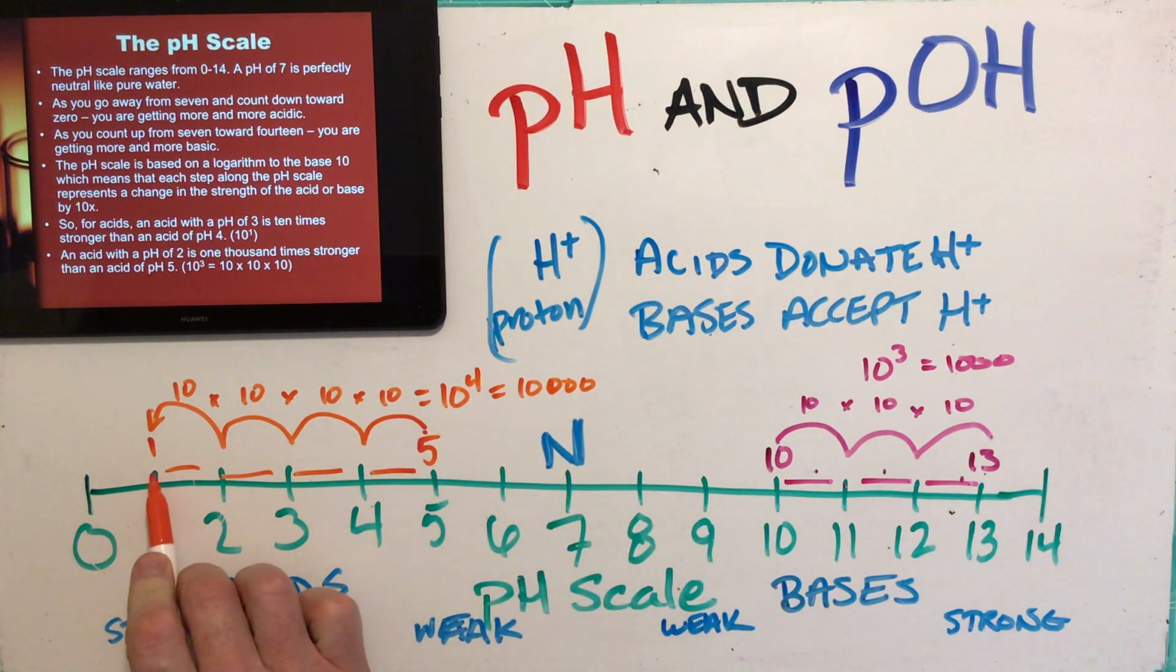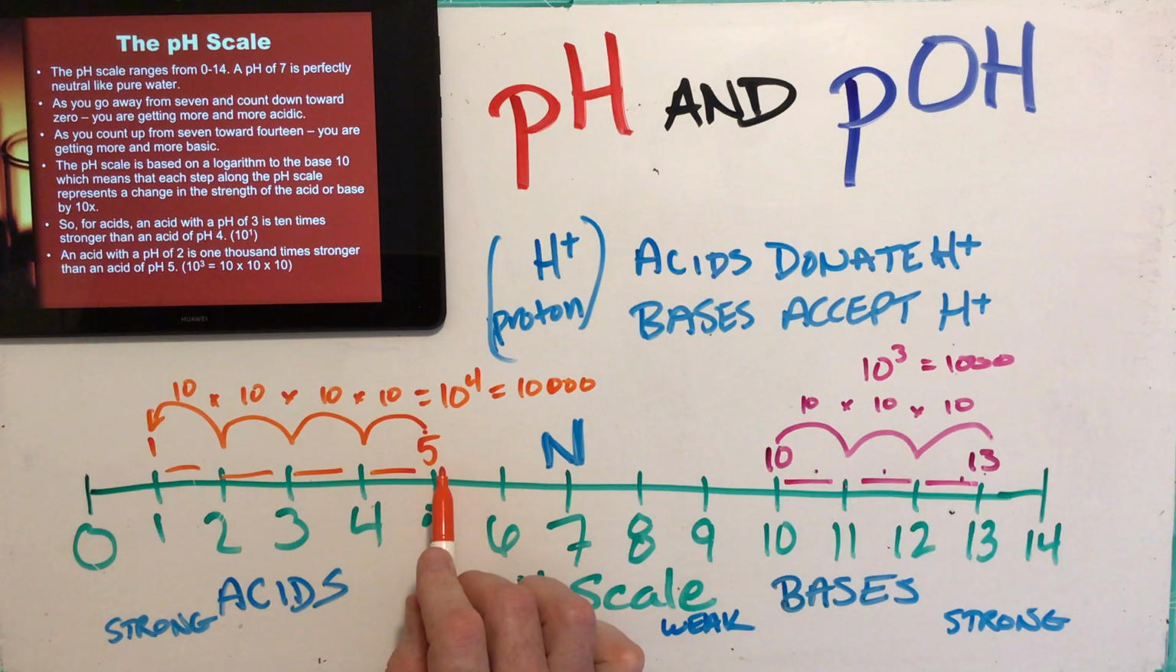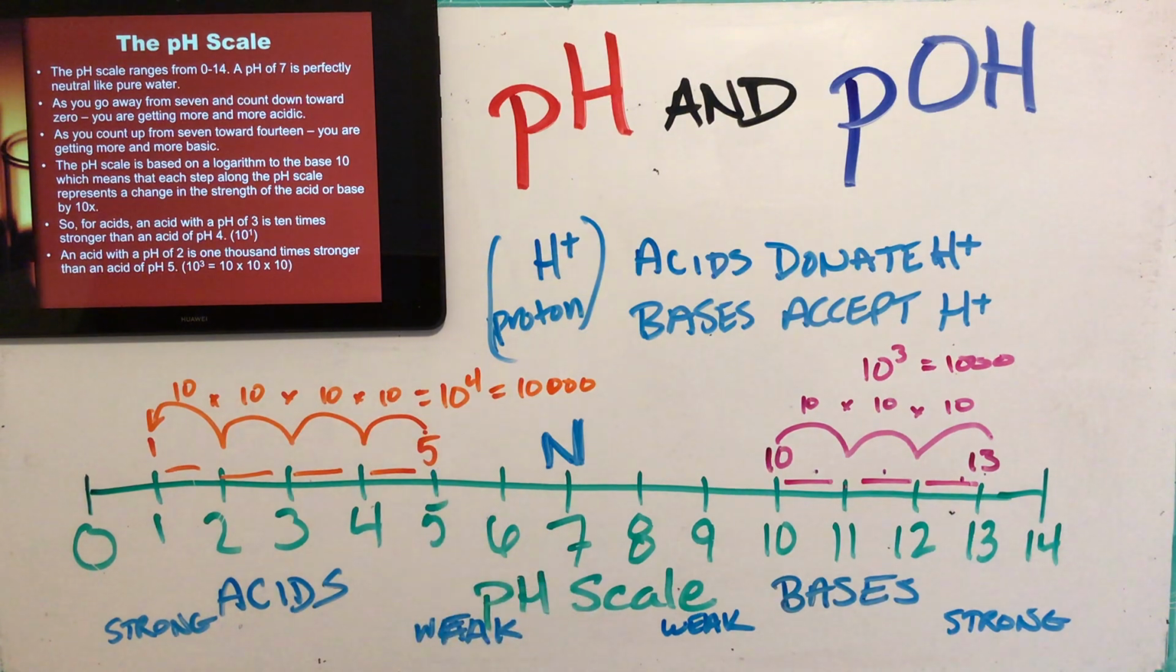So something with a pH of 1 is 10,000 times more acidic than something with a pH of 5. Or we can reverse that and say something with a pH of 5 is 10,000 times less acidic than something with a pH of 1. This was explained to you hopefully in grade 10, but that's it. So each time we make a step on the pH scale, we're getting 10 times more or less, depending on the direction, acidic or basic. Again, depending on what side of 7 you're on.